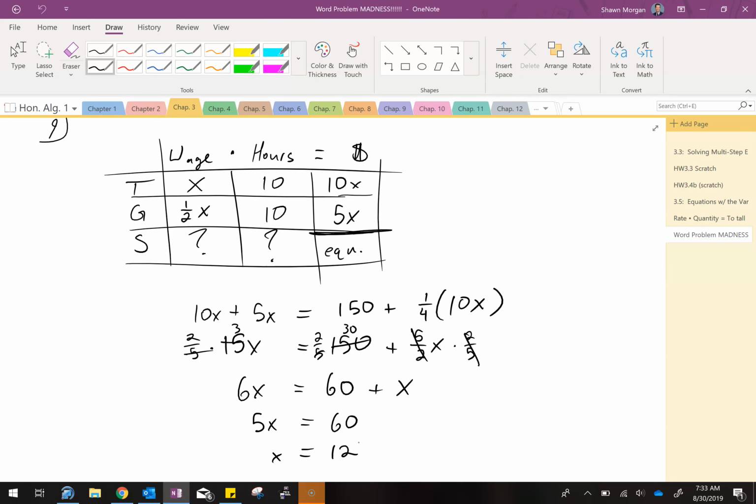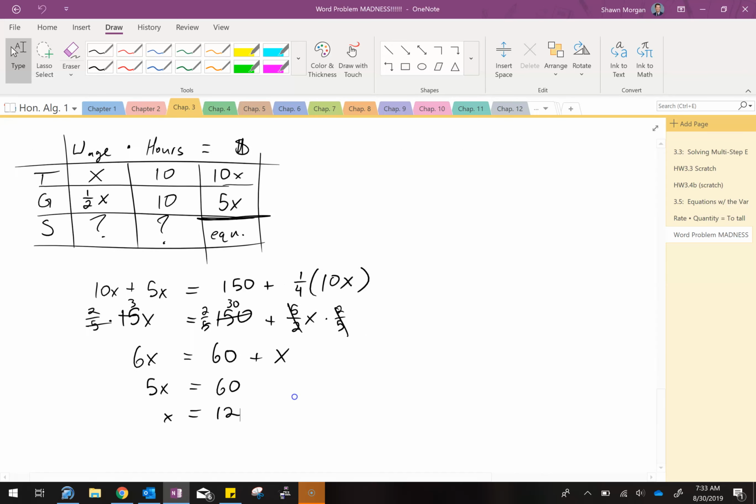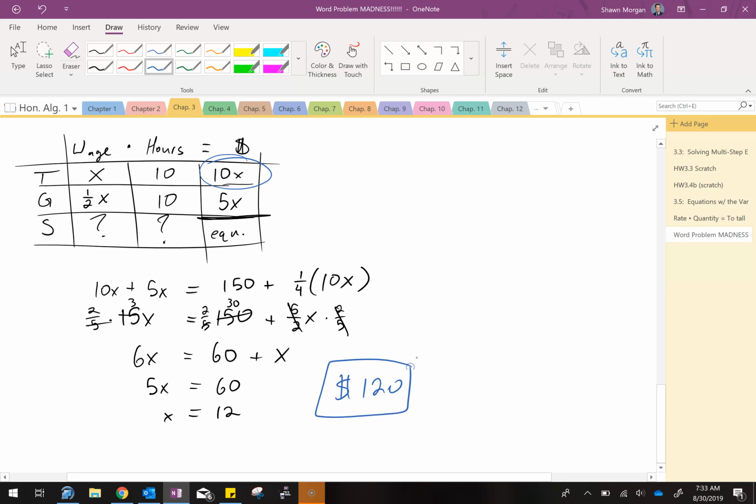Good. So we didn't quite finish the problem out. I'm glad I saw you looking there. This was his wage. It says how much does he earn? So we want to know what 10x is. So 10 times 12 will be 120. So he earns $120.